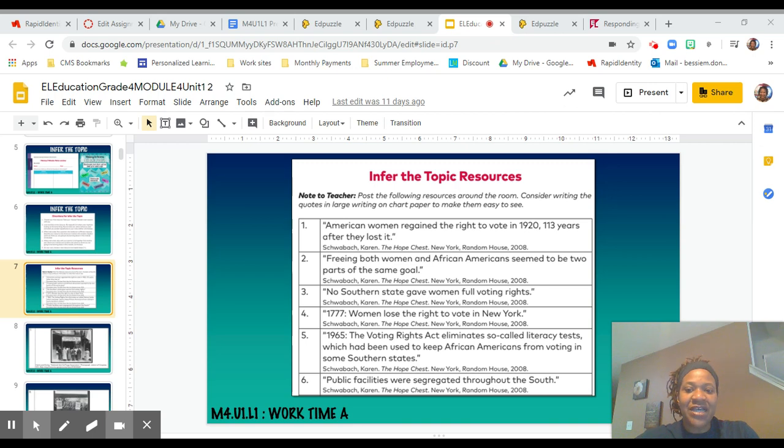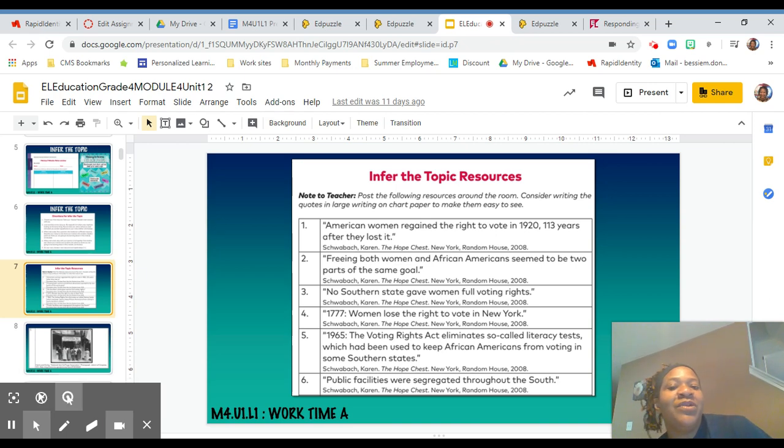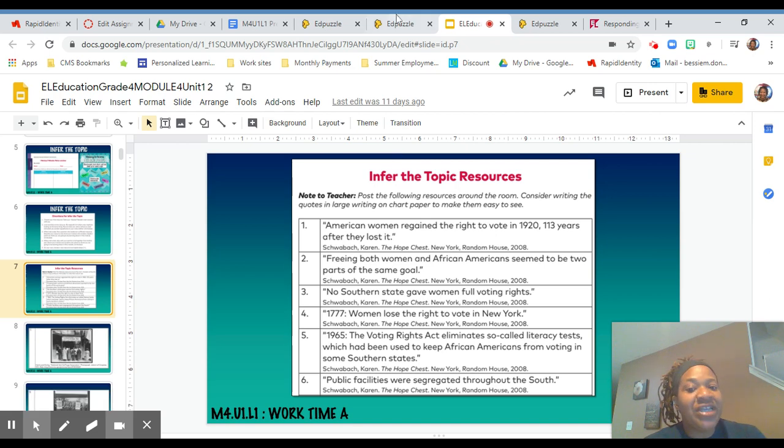We're going to be inferring topics. What we will be doing is you're going to have resources and we'll go over each resource, and on Ed Puzzle you will type in what I noticed and what I wonder. What I notice is things that you notice from the quote, like statements, and what I wonder would be things or questions that you are wondering.